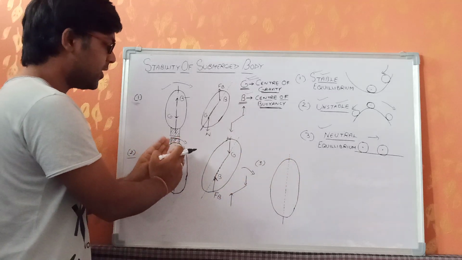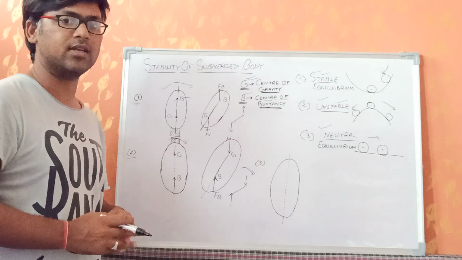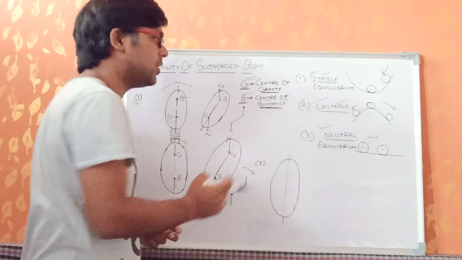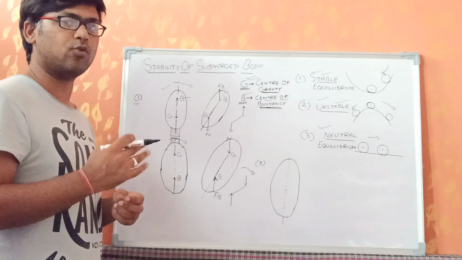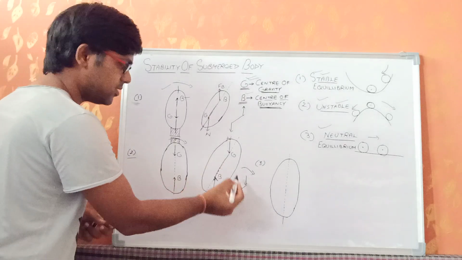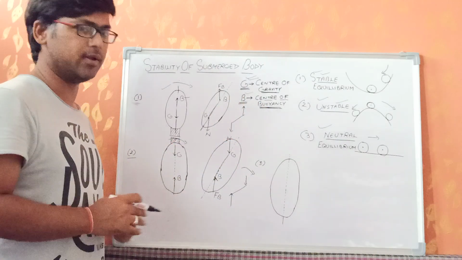So if we are giving a tilt toward this side, it will get further away from the original position of the body. It means the body is unstable. It is not getting back to its original position when the force is removed from it. So this is the second case, that is the case of unstable equilibrium.